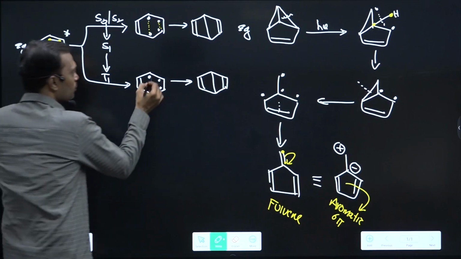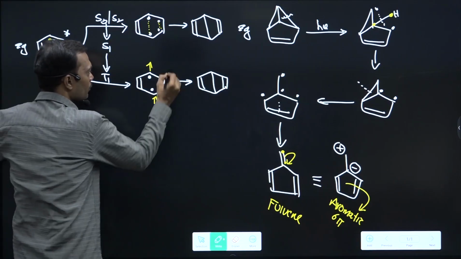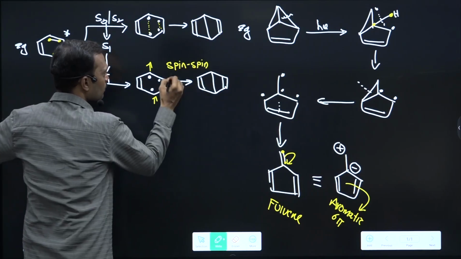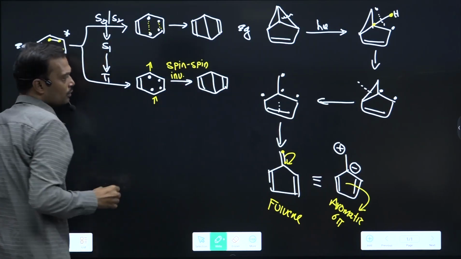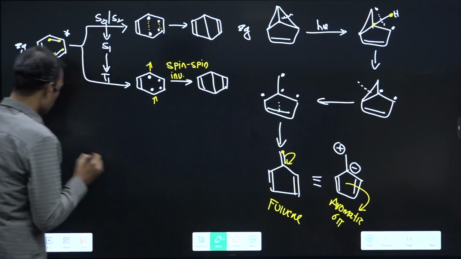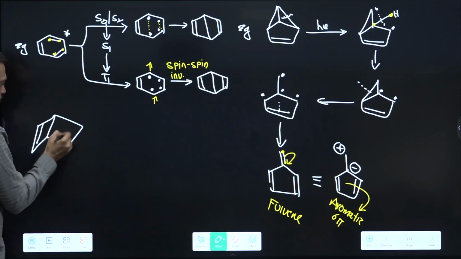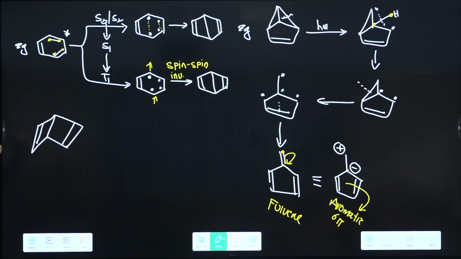Okay, here what about the spin of this electron? Clockwise, clockwise. So I can say spin inversion. Spin inversion, finally you will get Dewar benzene. So once you get Dewar benzene, I can write the Dewar benzene structure like this. It is a Dewar benzene structure.